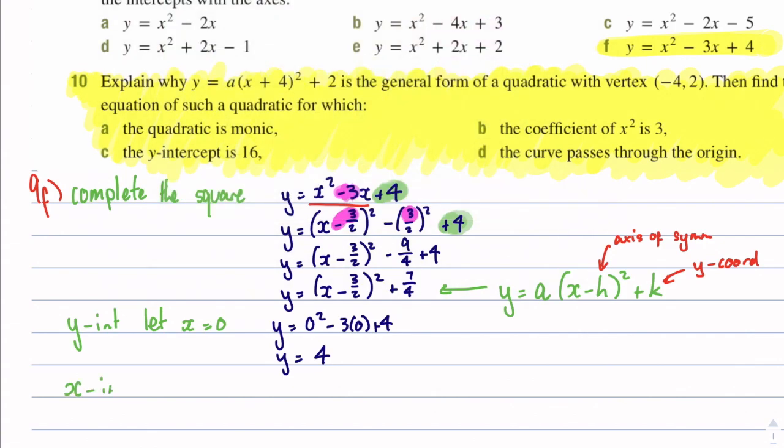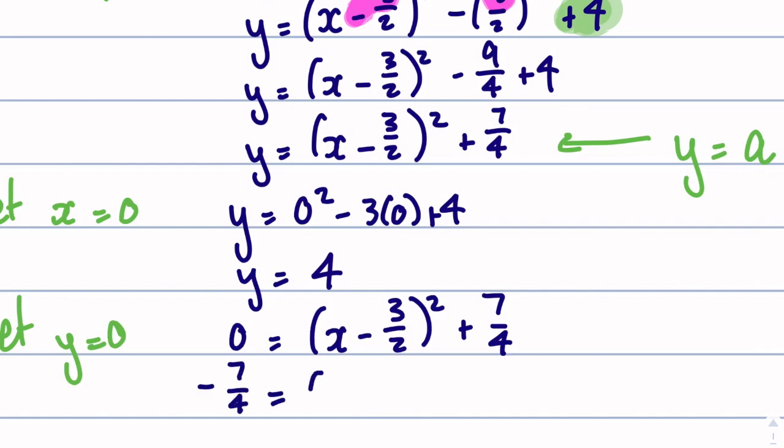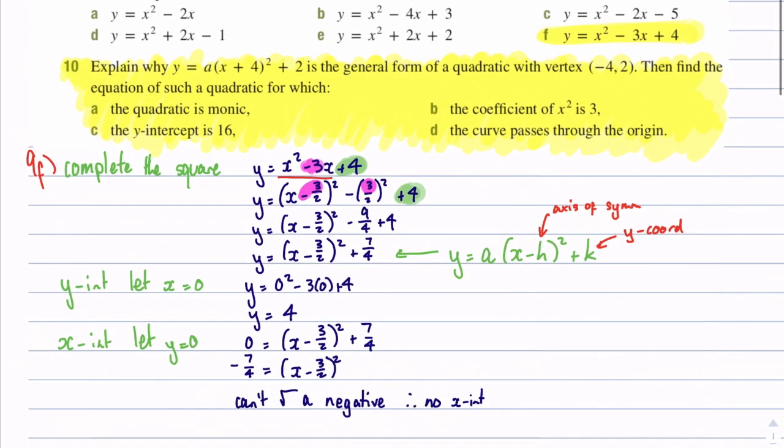So x-intercept, let y equals 0. Let's have a look, and I'm going to leave everything in surd form. So I've got 0 equals x take 3 on 2 all squared plus 7 on 4. I'm going to take this 7 on 4 over to the other side. I'm going to get negative 7 on 4 equals x take 3 on 2 all squared. Now I want to square root, but I can't square root a negative. Therefore, no x-intercepts. Whole thing happens above or below the x-axis.